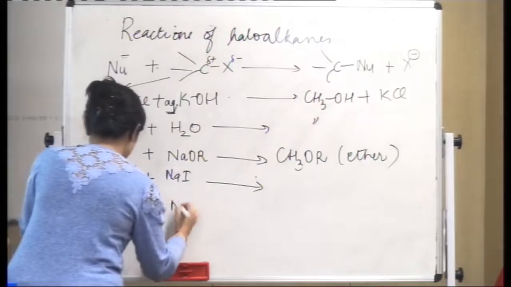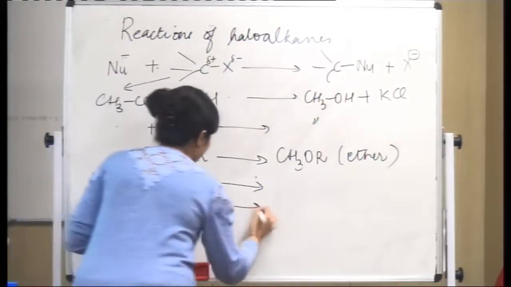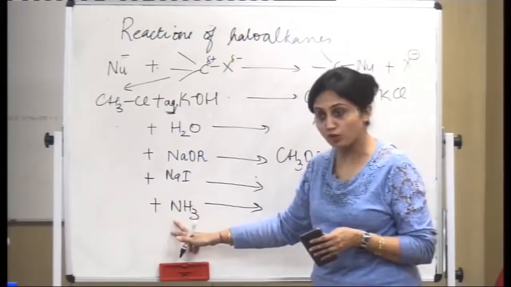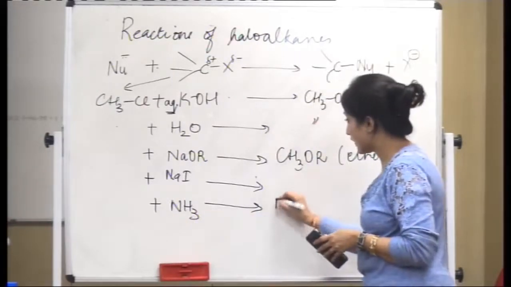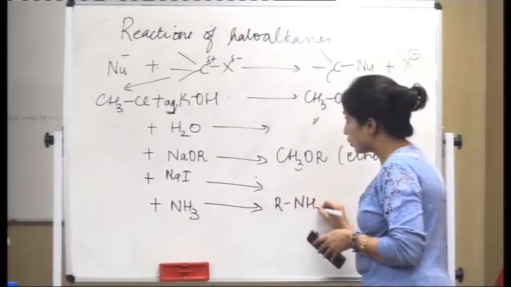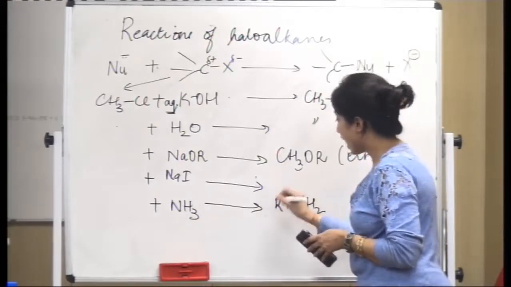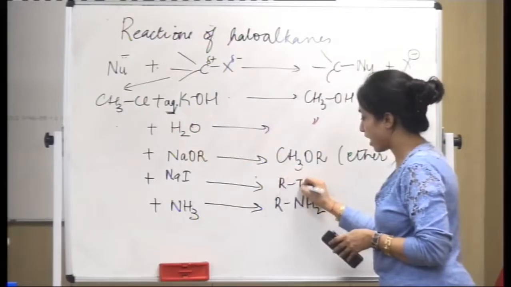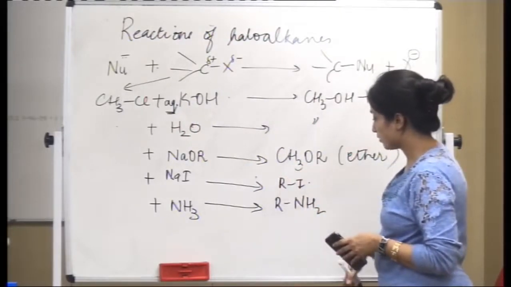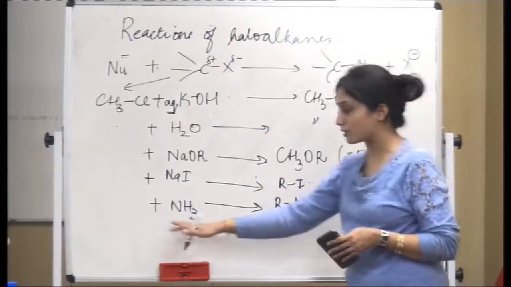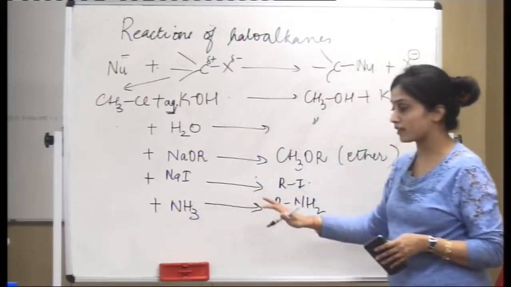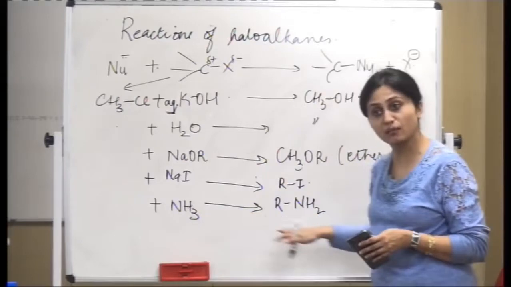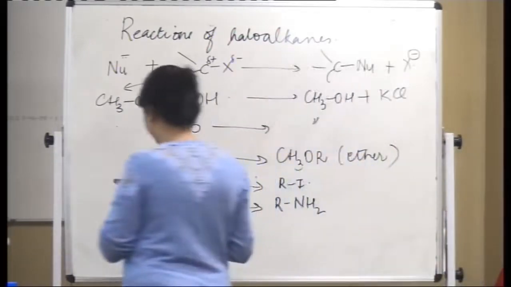When you add NH3, now in NH3 you have NH2 minus, the nucleophile which is generated. So you will get RNH2. Here R means we have taken CH3, so CH3. This will be RI. This will be ROR. This is RNH2 in the presence of ammonia. Just remember that whichever reagent you add, what is getting generated. So on adding NH3, it is forming RNH2.